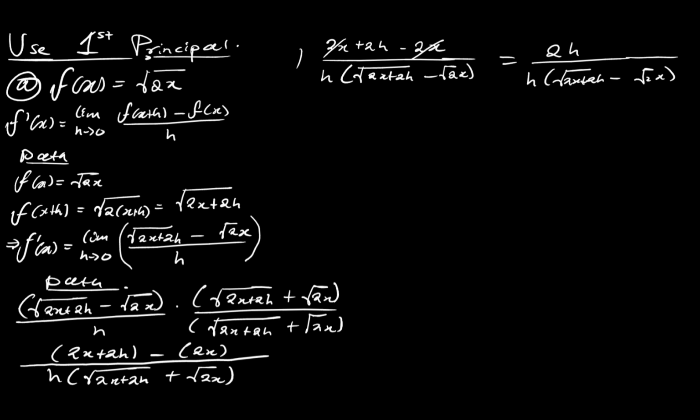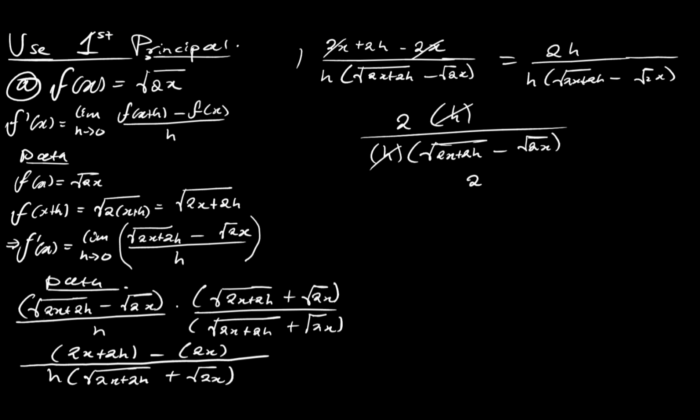All I can do is simply factor out the numerator. So I have 2 times h, over h times root of 2x plus 2h plus root of 2x. Now we know that this h can cancel out with the h on top, and we'll have 2 over root of 2x plus 2h plus root of 2x. Now, since I have rationalized what I had, I can simply plug back into the first principle equation.